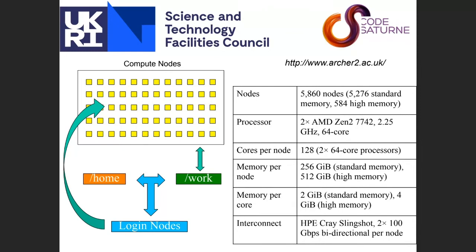And you need a connection between nodes. Of course, you've got connections within the nodes as well, but the connection between nodes is the most important one when you run a large simulation, and it is based on Slingshot, which is 2 times 100 gigabit per second, bidirectional per node.